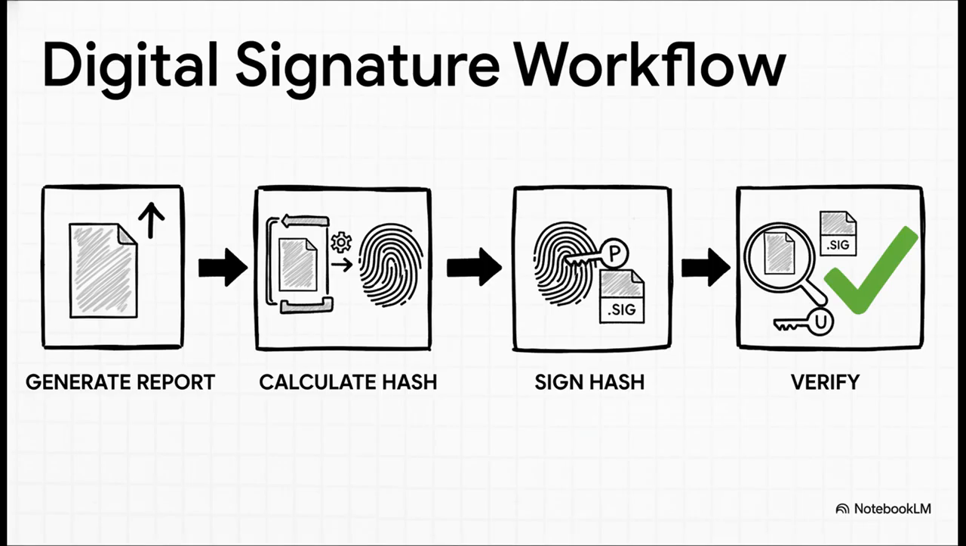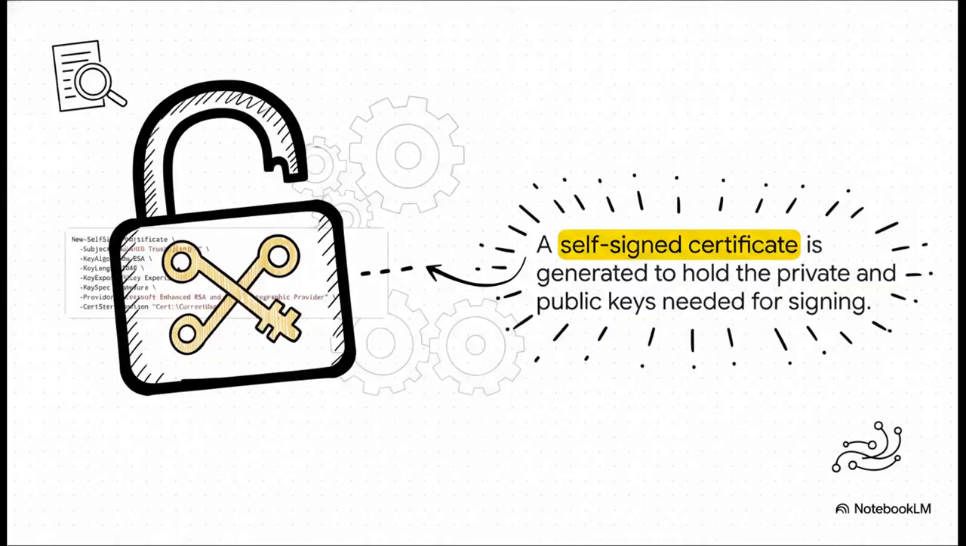So you might be wondering, how does that signature magic actually work? Well, it's a pretty classic process. First, the tool calculates a unique digital fingerprint, that's the hash, of the report. Then it uses a top-secret private key to sign that fingerprint, which creates the signature file. Now, anyone with the public key can come along and prove two things: that the signature is legit and that the report is exactly as it was when it was created. And look, this isn't some black box magic happening behind the scenes. The whole process is transparent. You can see the exact command used to create the certificate that holds those keys. It's all out in the open.